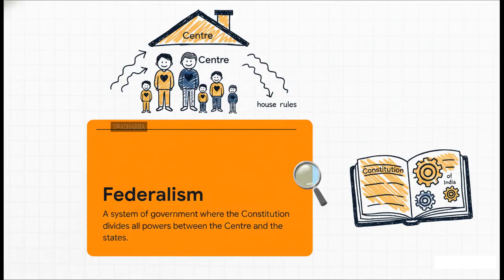Let's use an analogy that will make it very clear for all of us. Imagine India is a large family home. In this home, the center, or the union government, is like the responsible older brother. The states are like the younger siblings. Now, everyone in this house has to live by the same set of rules, right? And those house rules are our Constitution. The older brother has more responsibility for the entire family's well-being, security, finances, and therefore has a bit more authority. But at the same time, each of the younger siblings has their own room, their own space, their own autonomy.